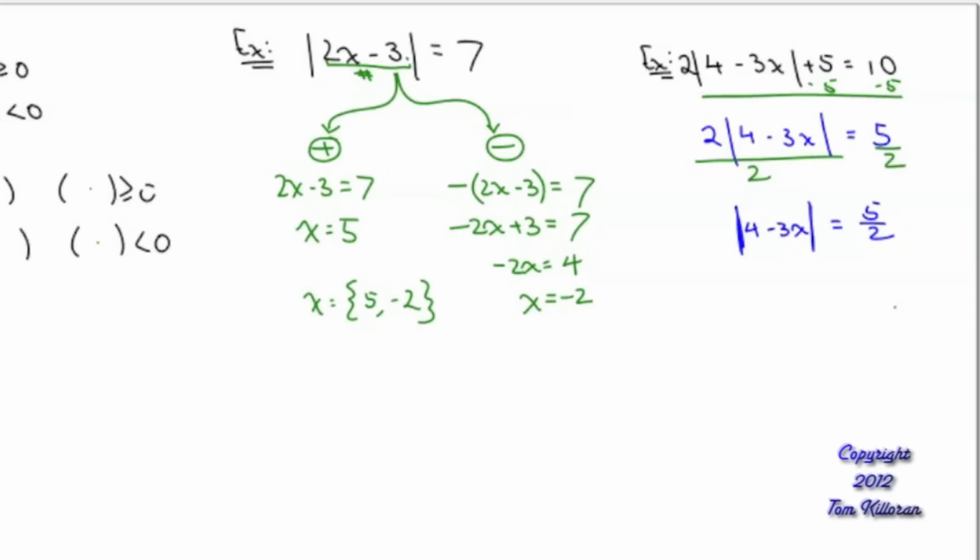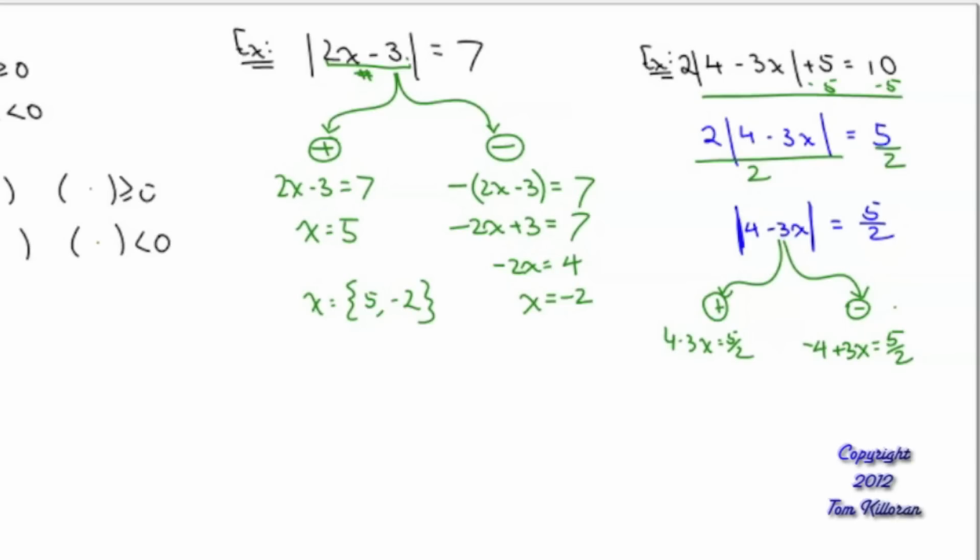Then you plus or minus. Well, you're assuming the inside is positive or you're assuming the inside is negative. Right. So if it's positive, what's it look like? 4 minus 3x equals 5 halves. And if it's negative, you said negative 4. Okay, negative 4 plus 3x is equal to 5 halves.